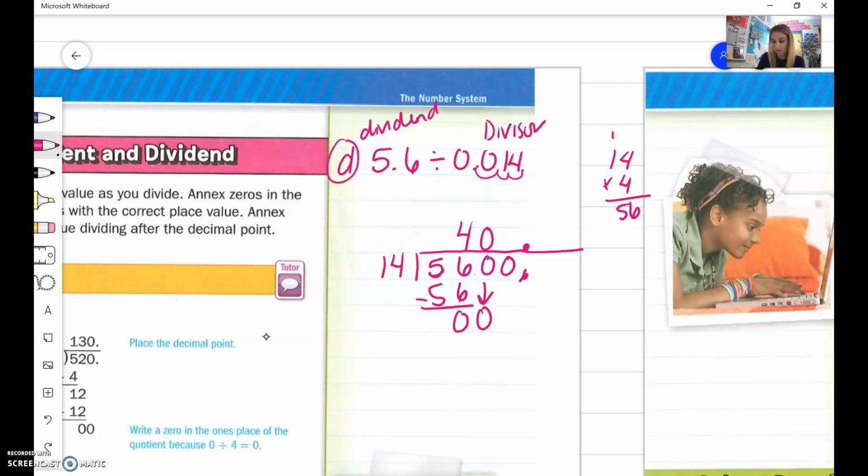I know that if I have 0, I can't make any groups of 14. Therefore, I multiply 0 times 14 to get 0. I bring down this other 0. If I have 0, can I make a group of 14? Nope. 14 times 0 is 0. Am I done? Yes, I do not need to annex anymore. So therefore, my answer is 400.